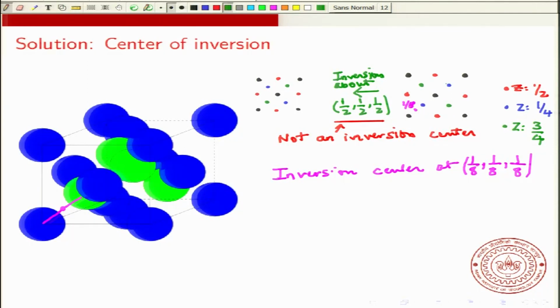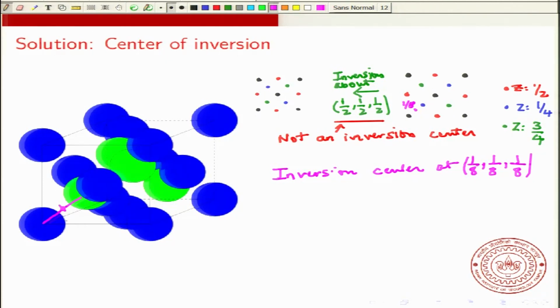So you had the blue points which were at z equal to 1/4 along the body diagonal going in this direction. Now you have the green points at height 3/4 along this body diagonal. So clearly half, half, half is not an inversion center. However, again you can see this by extending the cell. You can see that there is an inversion center located at this point, which is shown in this violet color. So there is an inversion center at 1/8, 1/8, 1/8.